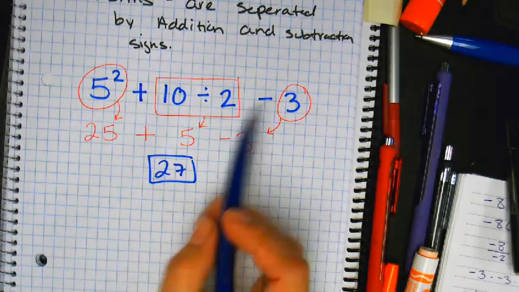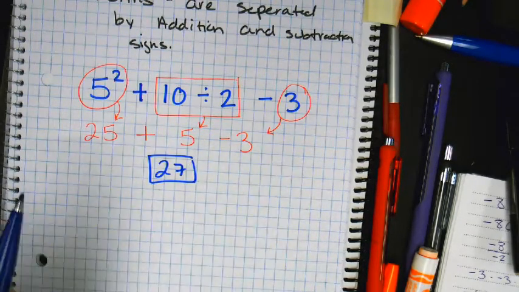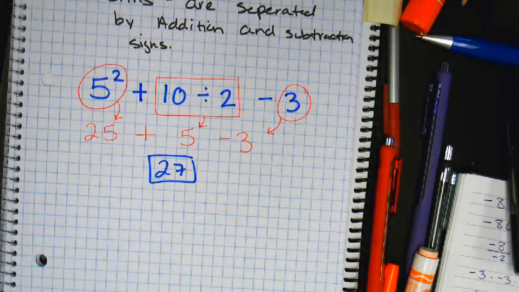This one's okay because it's 25 plus 5 is 30, and I can do 30 minus 3. Even if you change it to add the opposite, you still get the same result. Any questions? We're okay? All right.